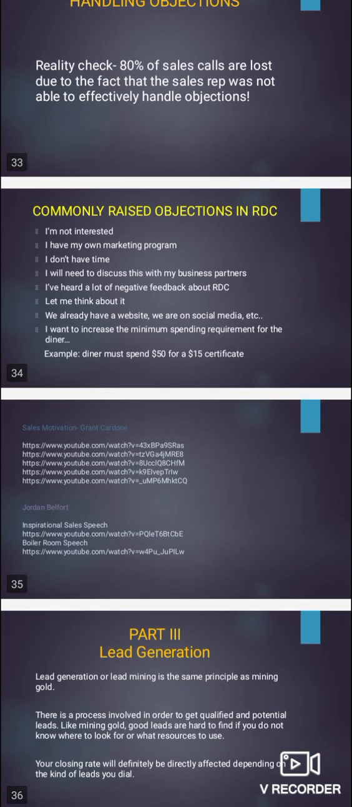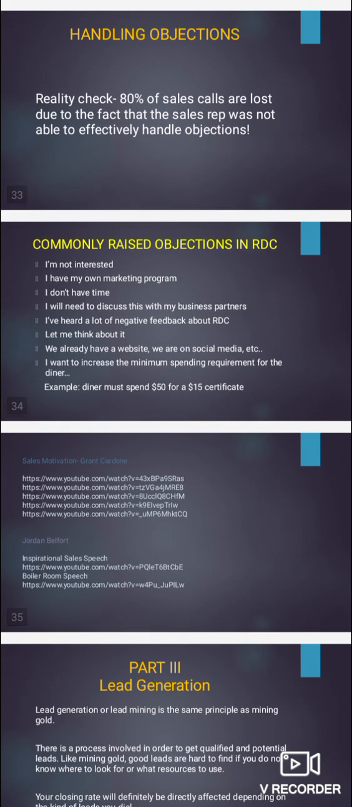Okay, so if you can see on slide number 34, what are the commonly raised objections in restaurant.com? These are the following: not interested, I have my own marketing program, I don't have time, I will need to discuss this with my business partners, I've heard a lot of negative feedback about restaurant.com, let me think about it, we already have a website, we are on social media, etc., we don't need your services, and I want to increase the maximum spending requirement for the diner.